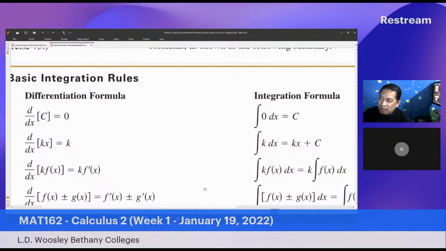Yes po. So we know that for differentiation, the derivative of any constant at all is 0. Therefore, in reverse, the integral of 0 is equal to a constant. Okay? So wala nang plus C doon kasi absorbed na ng plus C. Now, the derivative of kx, where k is a constant, is equal to k. The integral of k here is kx plus C. So saka ka maglalagay na ng plus C doon.